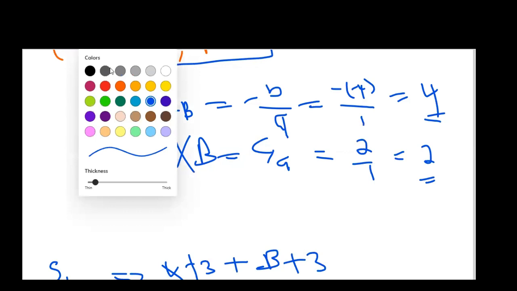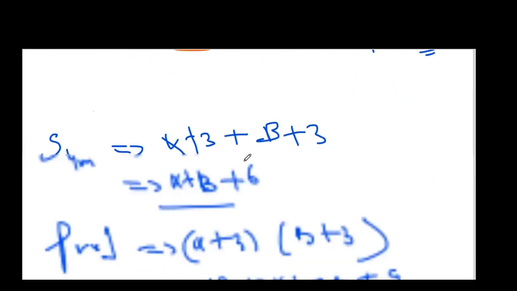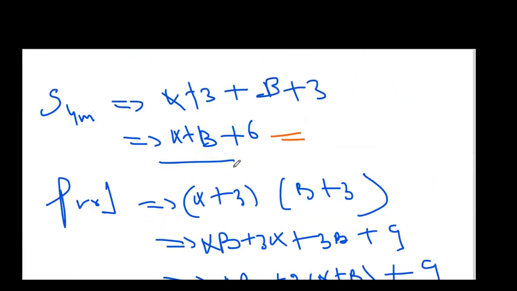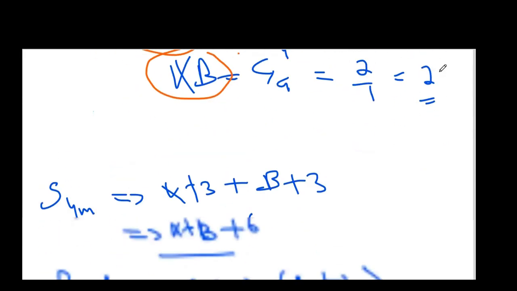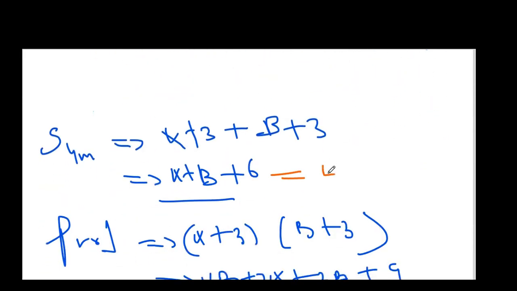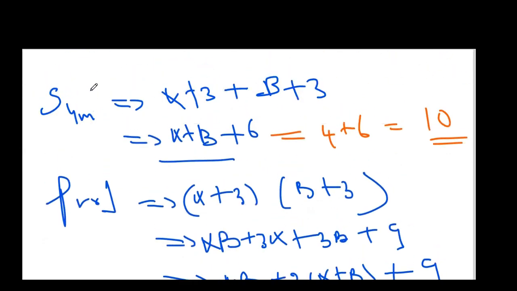Remember alpha plus beta, we just found it was 4. And then alpha times beta, we found it was 2. So that's what I'm going to do. I'm going to say equals to, what is my alpha plus beta? My alpha plus beta is just 4. So I'm going to put 4 plus 6, which will just be equals to what? 10. So 10 is equals to the sum of the roots.